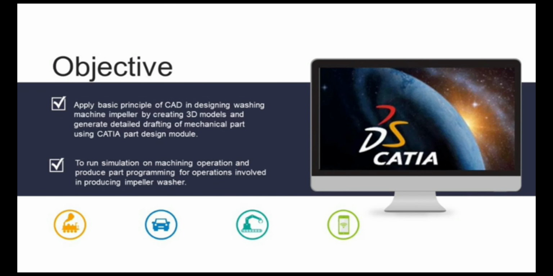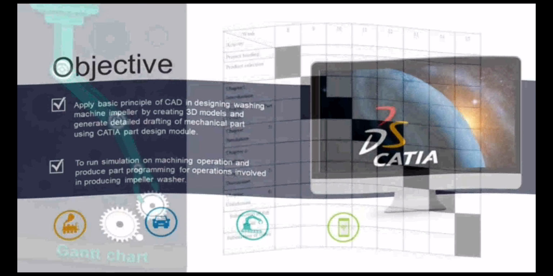The first objective for this project is to apply the basic principles of CAD in designing the washing machine impeller by creating 3D models and generating detailed drafting of mechanical parts using the CATIA Part Design module. Next is to run simulation on machining operations and produce part programming for the operations involved in producing the impeller washer.